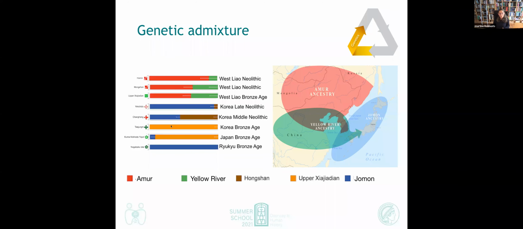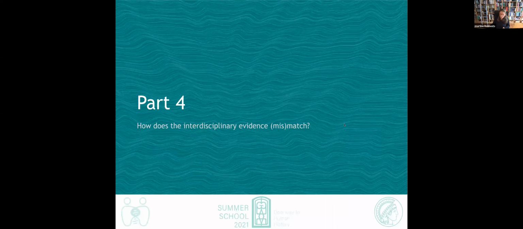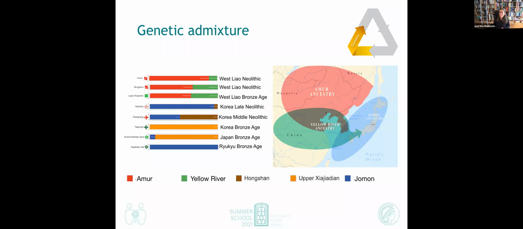And then there seems to be genetic turnover on the Korean Peninsula, because in the Bronze Age we get a different genome that can best be modeled as Upper Xiajiadian genome. And this Upper Xiajiadian people were also people living here in the Westliao River region in the Bronze Age. So this suggests a second wave of gene flow from this northeast Chinese region into Korea in the Bronze Age.